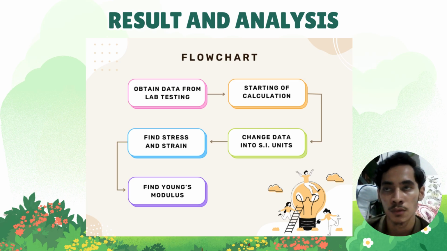After that, we can find the stress and the strain based on the formulas that we learned in chapter 1 and chapter 2, if I'm not mistaken. And then after that, we will find the Young's modulus based on creating the graph. For the creation of the graph, we will use Microsoft Excel because it is probably the best software to use.